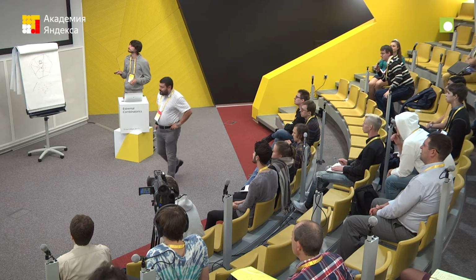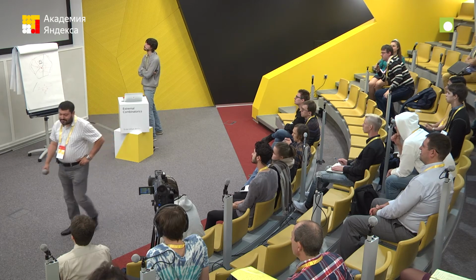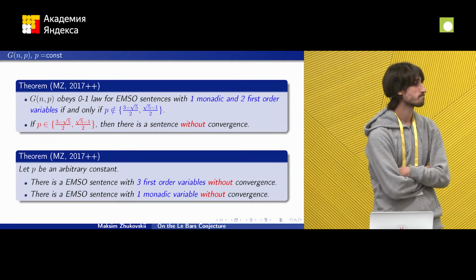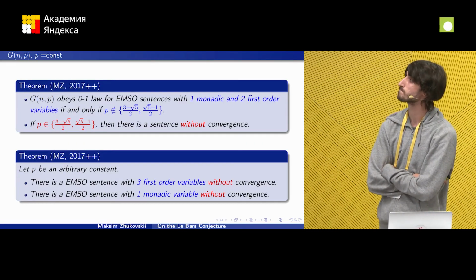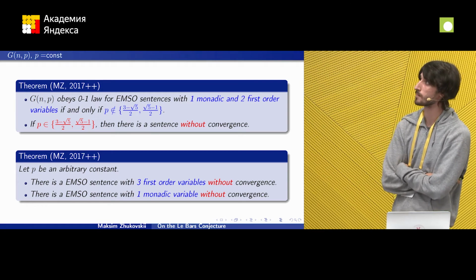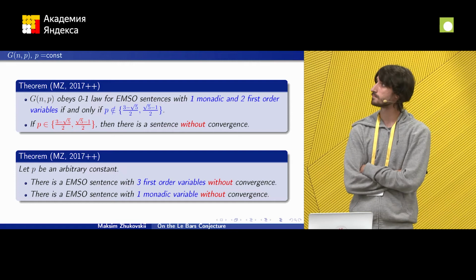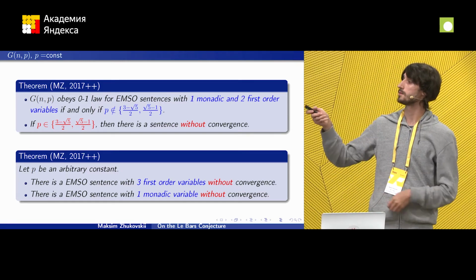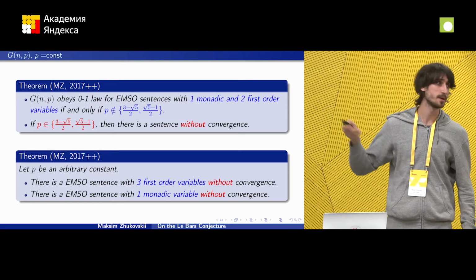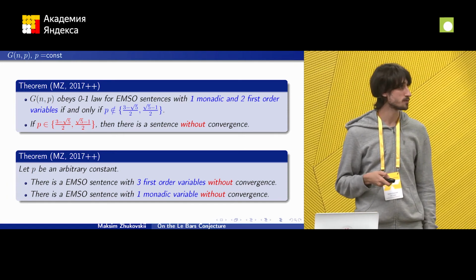Can you show again the second theorem? I didn't understand. The first theorem says that... The second statement says that there is a sentence without convergence. I mean, a sentence with also one monadic and two first order variables.